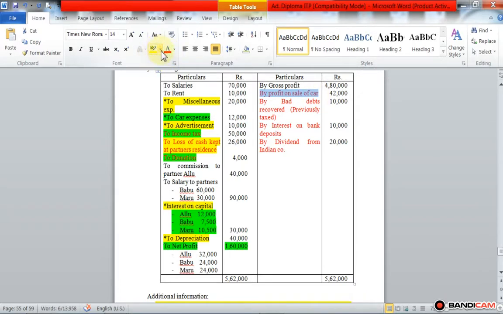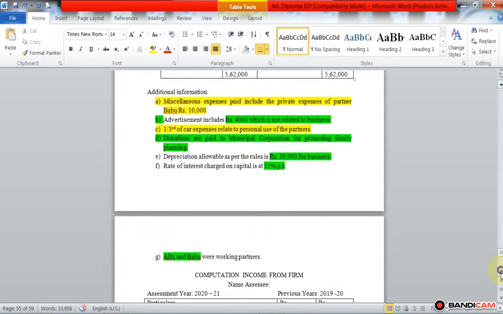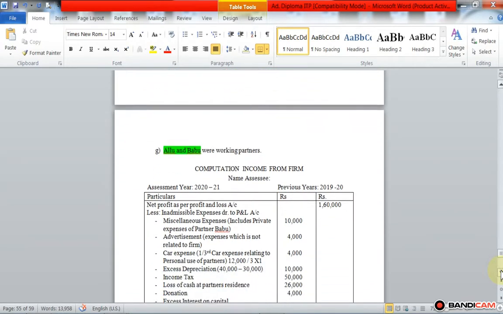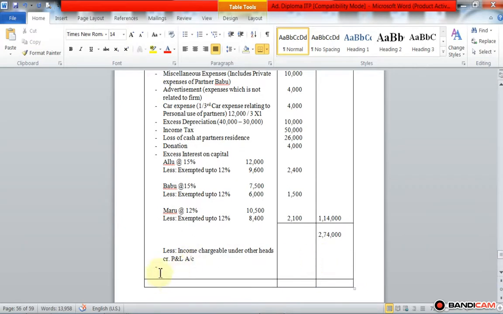Profit on sale of car is capital gain, and capital gain is not a firm's income. So deduct this income from net profit. Here profit on sale of car, inner column, amounted to rupees 42,000.